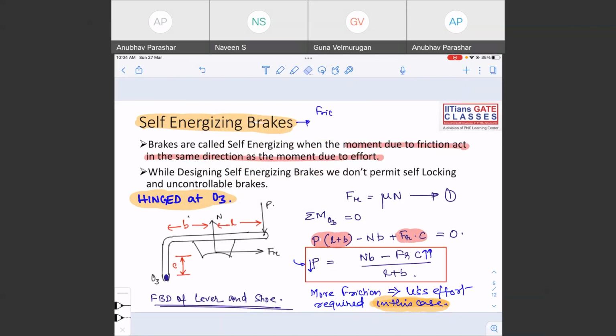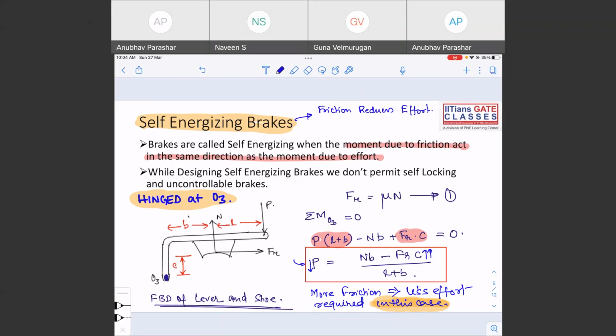Definitely, friction is helping us here. Without friction, we will not be able to break the system, right? Or simply we can say friction force reduces effort. Friction reduces effort, right? It is friction which is helping us to break the system. Without friction, we'll not be able to break it.